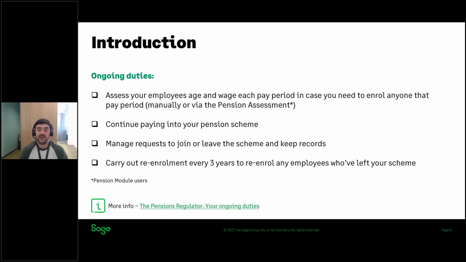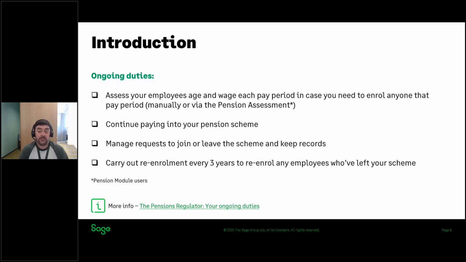So as part of your ongoing duties, every time you run a payroll, you will need to continually assess your employee's age and wage. In case an employee meets the criteria to be auto-enrolled for the first time, or they trigger auto-enrollment, you would need to put them into the pension scheme, either assigning that manually or doing it via the pension assessment in our pensions module.